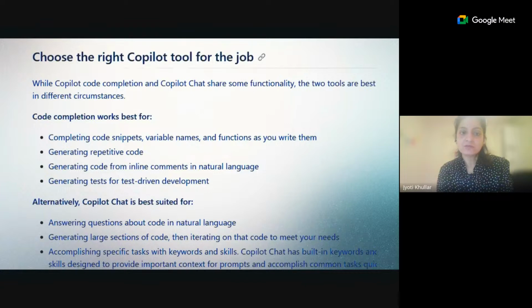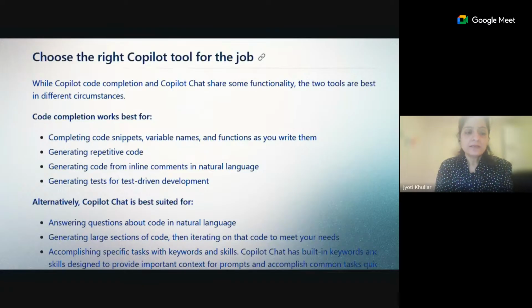Completing code snippets, variable names, and functions as you write them. Generating repetitive code. Code completion works best for these things. That's how they are writing. Generating code from inline comments in natural language, generating tests for test-driven development. Now, these are a bit technical things, but let's look at it from the language perspective again.